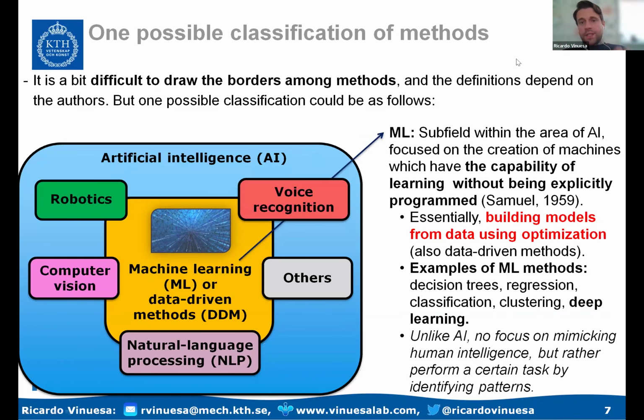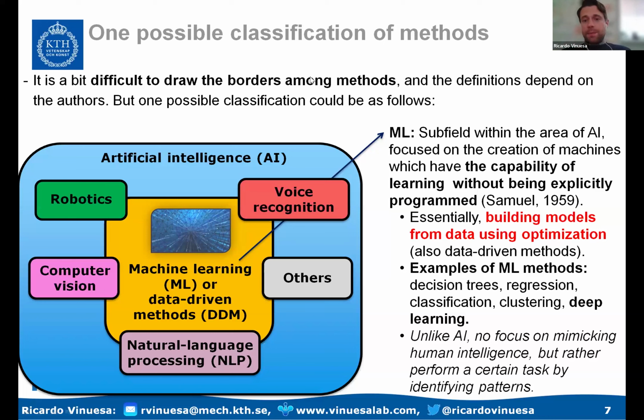A bit of a narrower concept is machine learning. Machine learning is a subfield of AI, which has to do with algorithms that have the capacity of learning without being explicitly programmed. This is a definition by Samuel in 1959. We can basically have machine learning and data-driven methods as synonyms. Again, this is my personal classification. So I would just consider both machine learning and data-driven methods as the idea of building models from data using optimization. That's the definition that I would give.